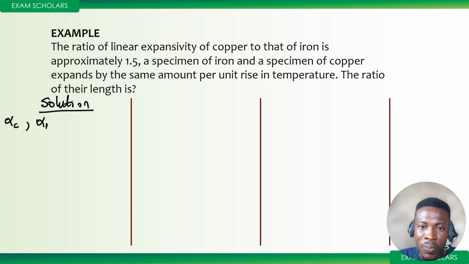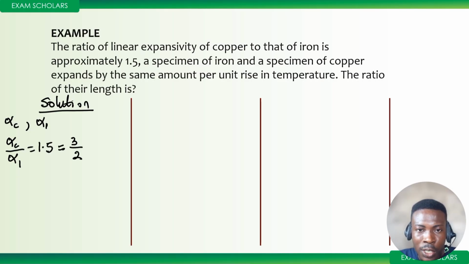Now in this question, we are told that alpha C divided by alpha I, the ratio of linear expansivity of copper to iron. Ratio means division. Alpha C over alpha I is equal to 1.5. 1.5 is still the same thing as 3 over 2. So we have established this from this question.